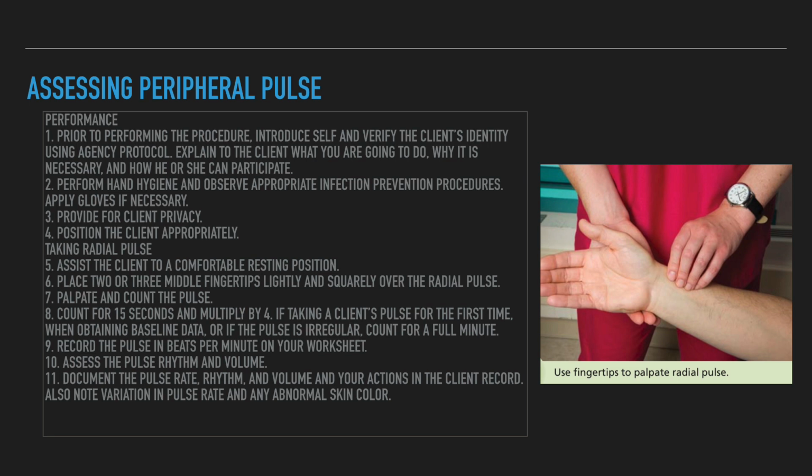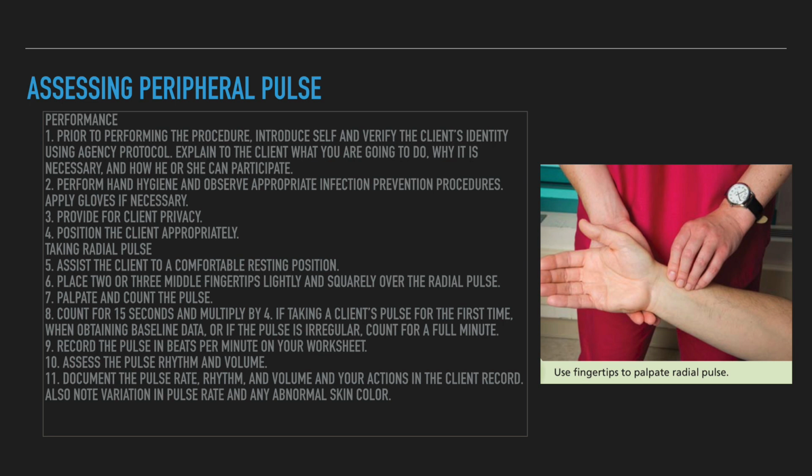Next, place fingertips of your first 2 or 3 fingers along the groove at base of thumb, on client's wrist. Rationale: fingertips are the most sensitive part of the hand for palpating pulses. Do not use the thumb to palpate, it has a strong pulse that you may confuse with the client's.